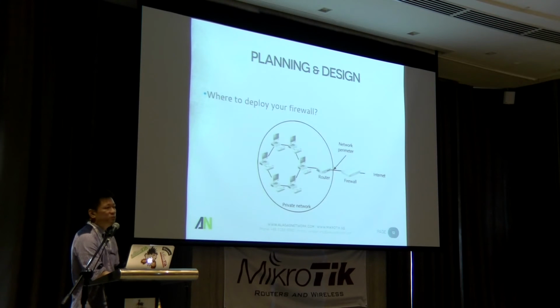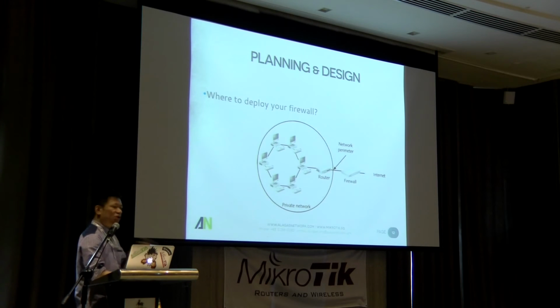So where should we deploy our firewall? If the round one is our network, right? The firewall should be deployed in the network perimeters, meaning that before anything coming out from your network or anything coming in from the internet, it should go through the firewall. This is the gate between your network and other networks. So this is where you should put in the firewall.